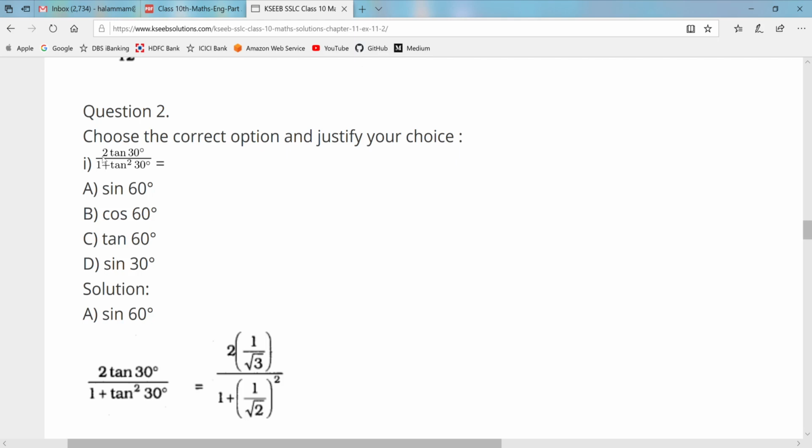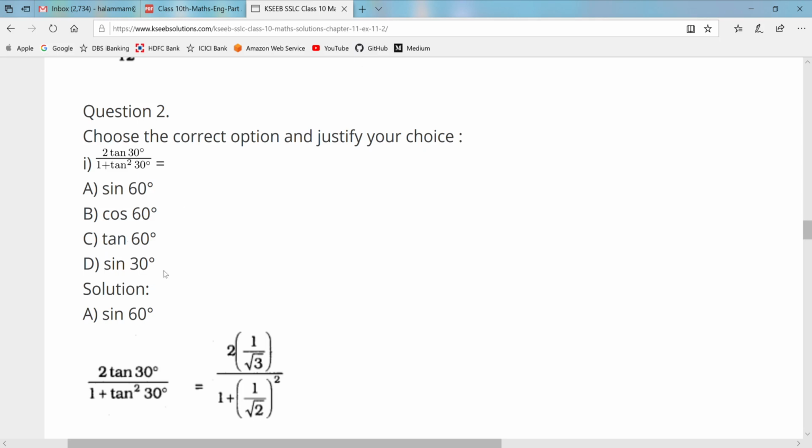The first question is, see here, 2 tan 30 degree whole divided by 1 plus tan² 30 degree. So check the question once again. 2 tan 30 degree whole divided by 1 plus tan² 30 degree. So which is the correct option? We have to check that.